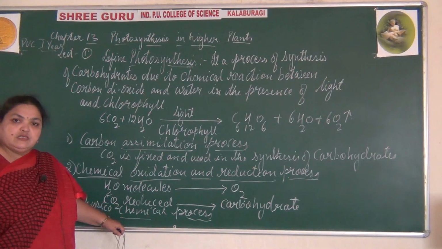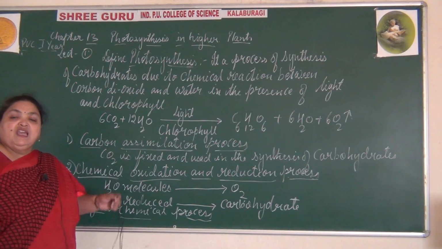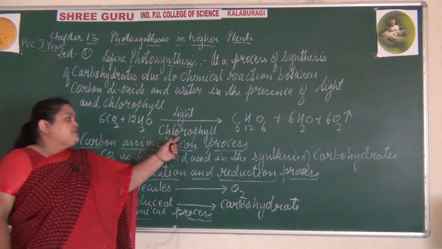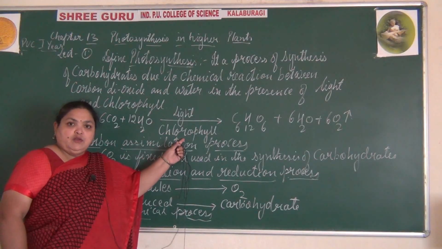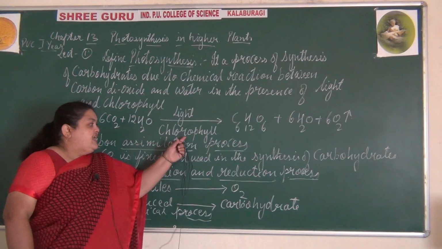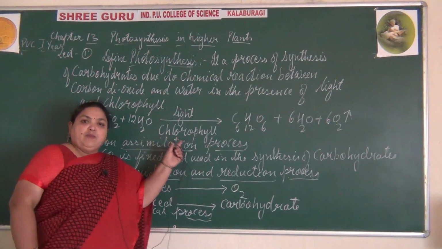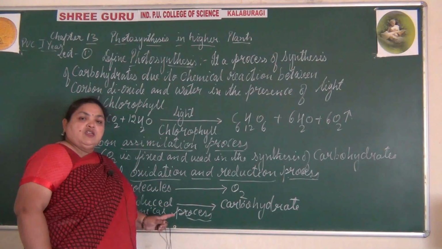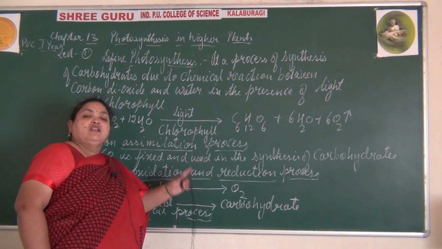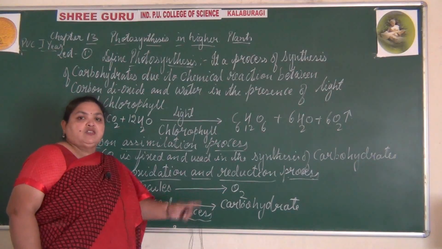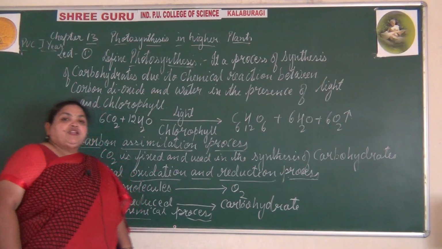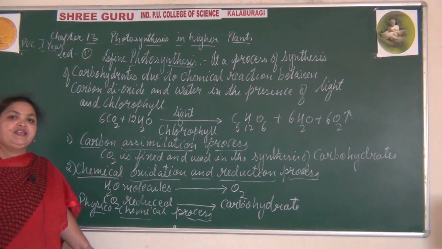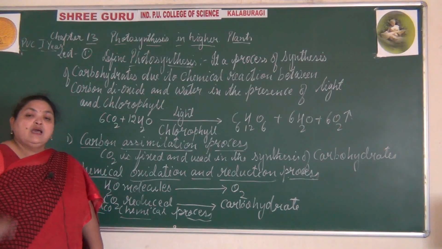So it is the process where the solar energy, the light, is being trapped, and that light activates the chlorophyll molecules, which contain the pigments. With those pigment molecules, the solar energy is converted into stored energy in the form of potential energy. So it is also called a physico-chemical process. It is designated by various names.